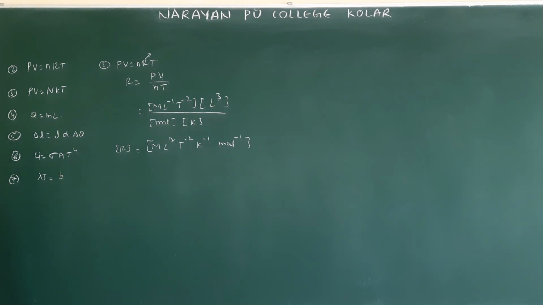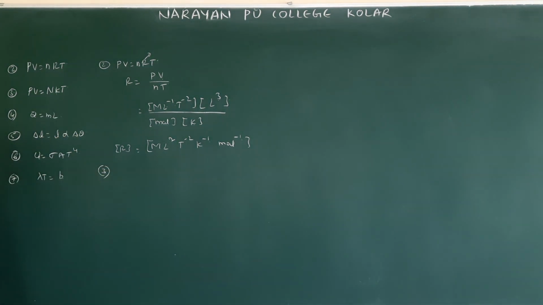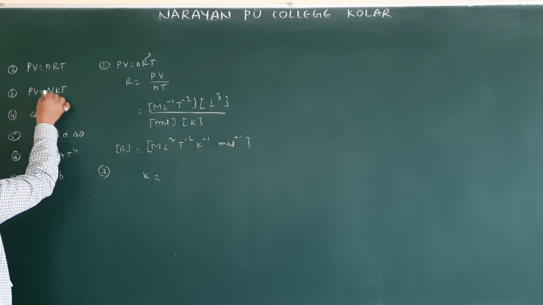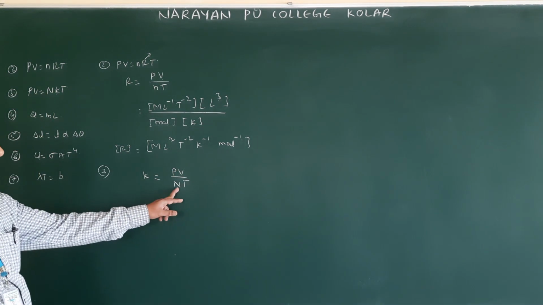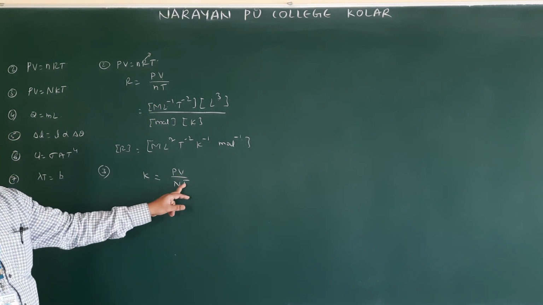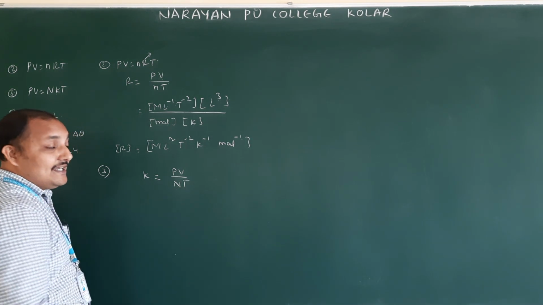Next, the third one they asked is the Boltzmann constant k. Here k they are calling Boltzmann constant. What the Boltzmann constant is, we will see later, but they are asking the dimensional formula for Boltzmann constant. Then k is equal to what is the formula? PV by NT. This is capital N, this is small n. Again, P is pressure, V is volume, T is temperature. But what is this capital N they give? Capital N is number of molecules.